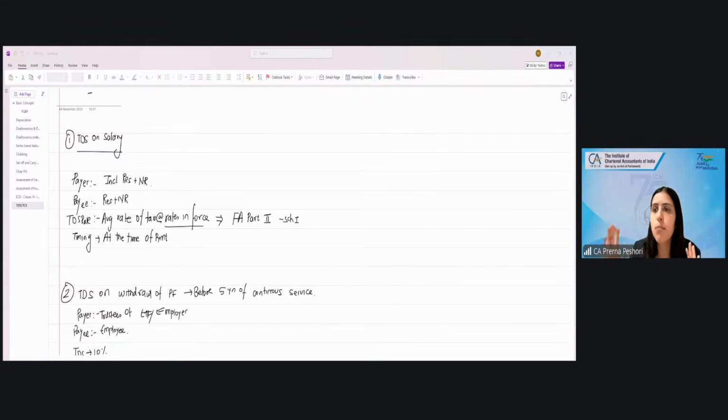Like he cannot tell the employer, mid of the year, that no, now I don't want to go for the old regime, I want to continue with 115BAC. That is not possible because that will increase the compliance burden for the employer. So once he has exercised something, the employee is required to go with the TDS as per that regime only, at least with the employer. Of course, he can change it at the time of filing the income tax return.